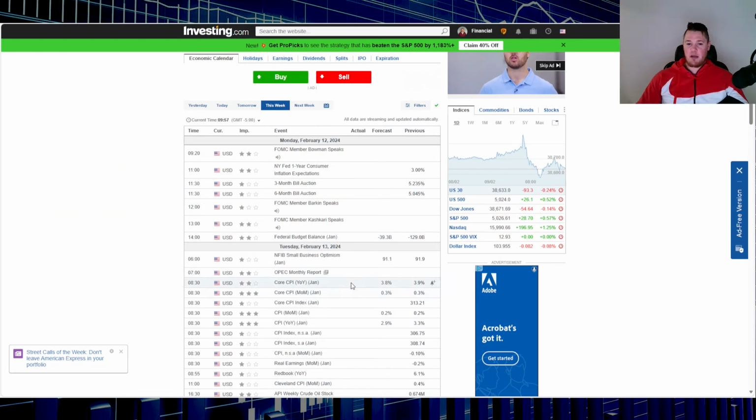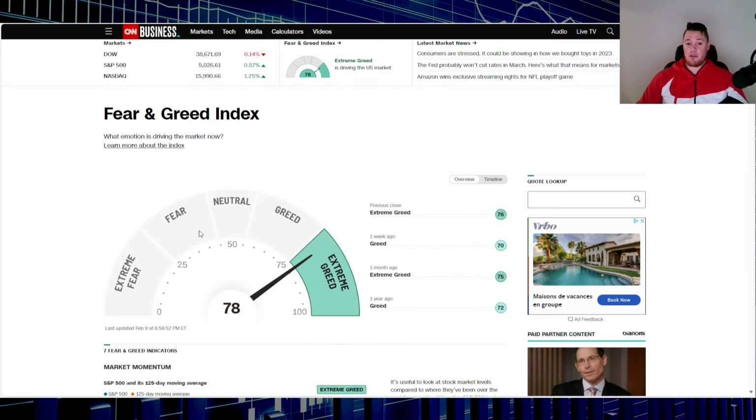Data points. This upcoming week, CPI is coming out on Tuesday. So if positive, you are going to see a whole new level of FOMO in the broader market. Especially going into next week, you do see the fear and greed index at 78. So naturally, the market is wanting to propel stocks higher. So if positive data does come out, you are going to see all-time highs on many stocks.